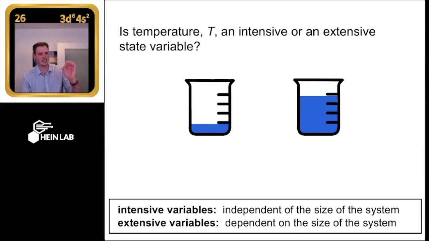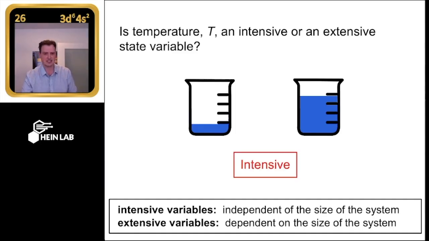Yeah, absolutely. This is an intensive variable because the temperature of, let's say, the water in both of these two beakers would be independent of how much is there. They may be 5 mils versus 100 mils, but they're all at the same temperature. They have the same value, right?